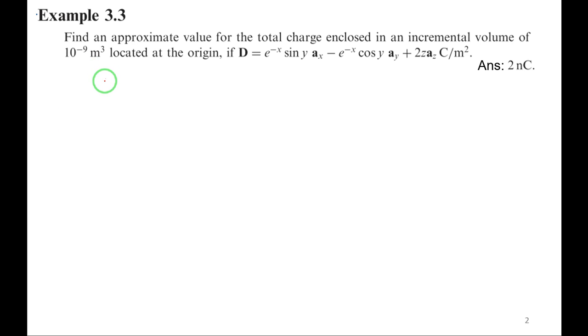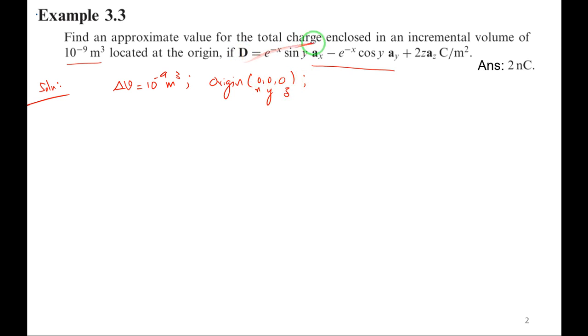Find an approximate value for the total charge enclosed in an incremental volume of 10 power minus 9 meter cube located at the origin if the electric flux density is given as follows. Okay, we will try to write down the data first, what is given. Incremental volume is delta V, that is 10 power minus 9 meter cube. It is located at the origin, so the coordinates of the origin are 0, 0, 0, this is the value of x, y, z. Then D vector is given, and they have asked to calculate the approximate value of the total charge.